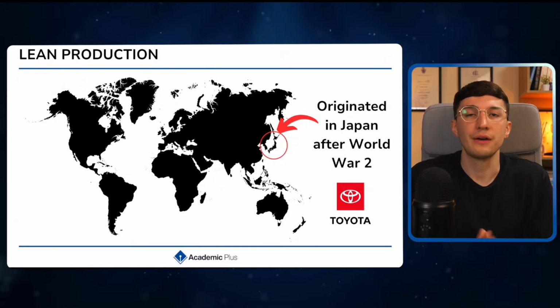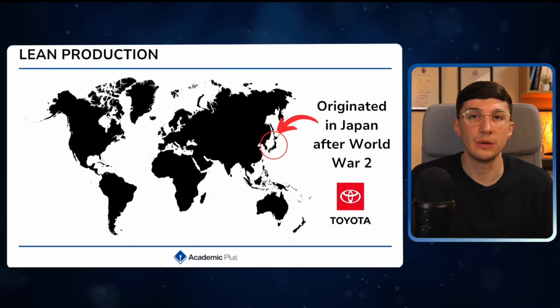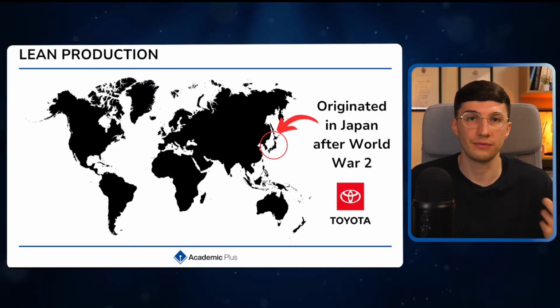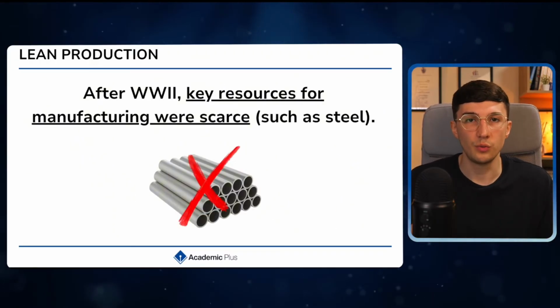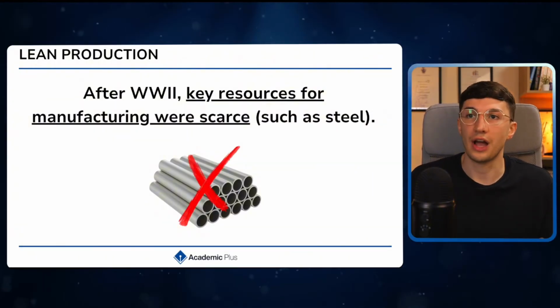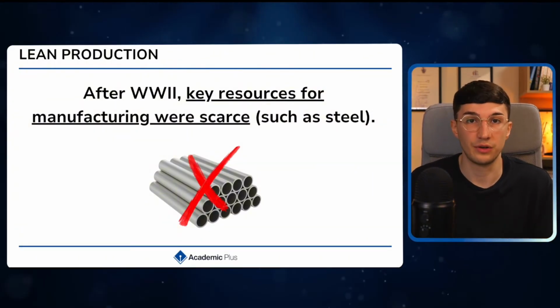Now, as you could imagine, after World War II, Japan's economy wasn't in the best of states, because of course they were facing all the repercussions after the war. Now, after World War II in Japan, a lot of resources were becoming scarce, such as steel and any other manufacturing resources.